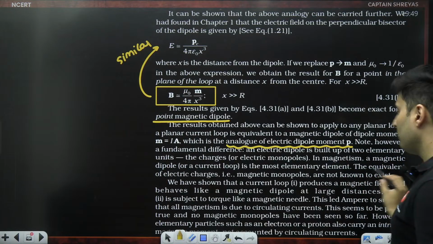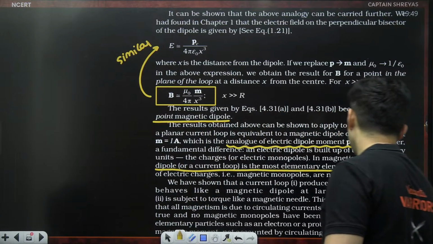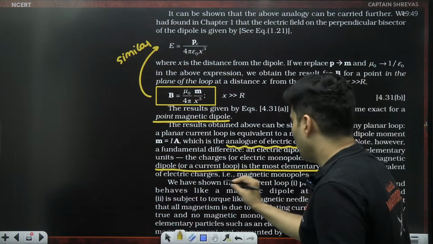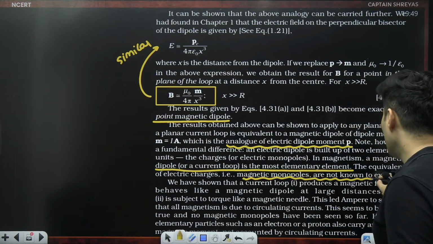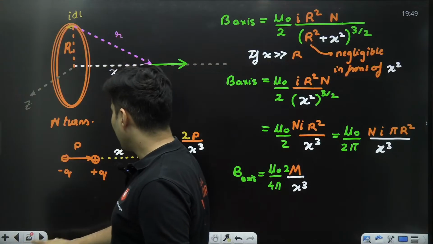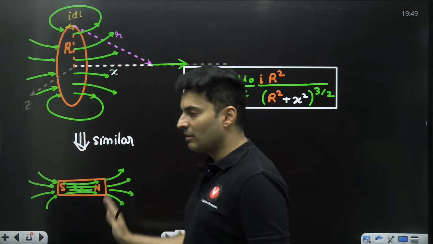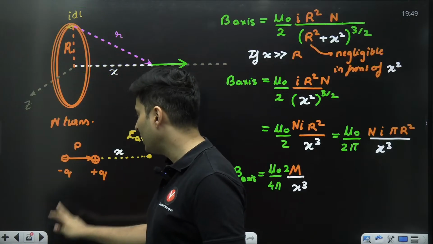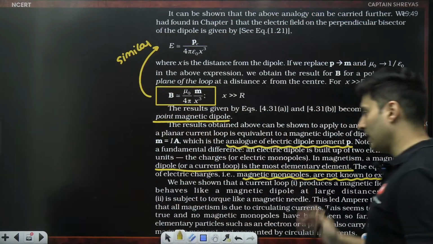In magnetism, very important, a magnetic dipole is the most elementary element of equivalent charges. But remember, magnetic monopoles do not exist. Although we wrote it's like a magnetic dipole with two polarities, remember, you cannot ever separate the north pole and south pole separately, unlike electricity, where positive and negative can be obtained separately.